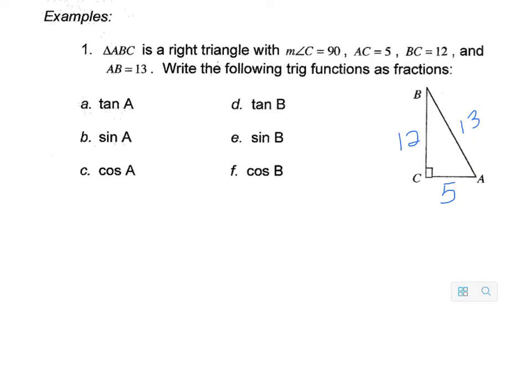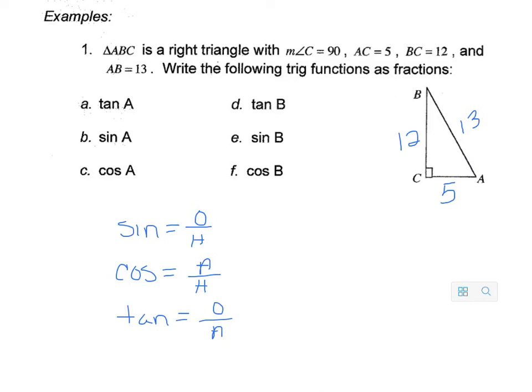Alright, let's review sine, cosine, and tangent real quickly. Sine is opposite over hypotenuse. Cosine is adjacent over hypotenuse. Tangent is opposite over adjacent. Alright, I want you to pause the video and complete A through F and then come back and we'll compare your answers to mine. Alright, now that you're finished, let's see how well you did.